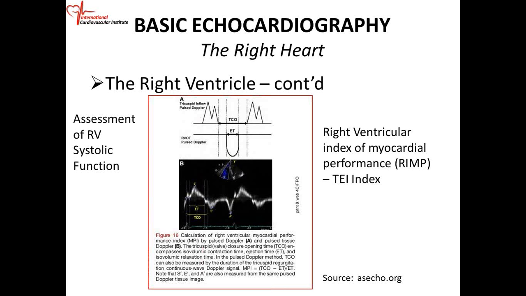But if you pay very close attention, you'll see that the time from the tricuspid valve closure to the tricuspid valve opening minus the ejection period, or ejection time, is actually IVCT plus IVRT. So it's the isovolumic contraction time plus isovolumic relaxation time. So if you want to write it another way, IMP is IVCT plus IVRT divided by the ejection period of time.